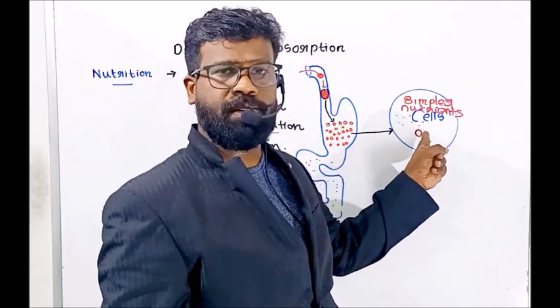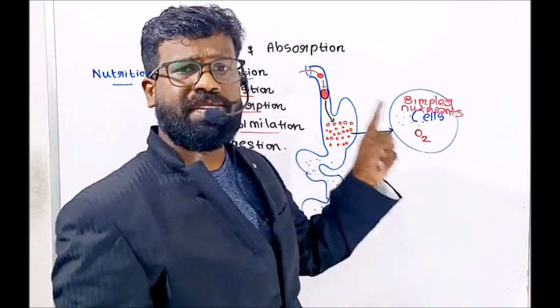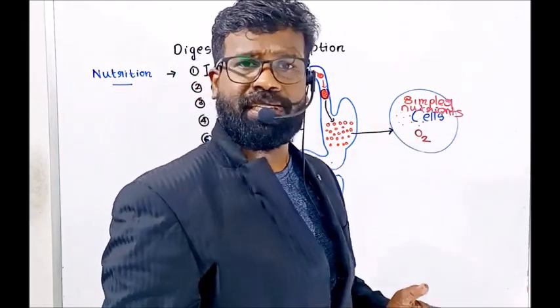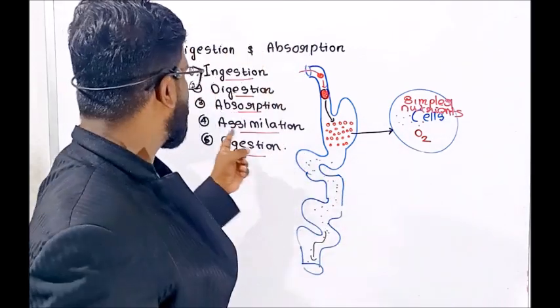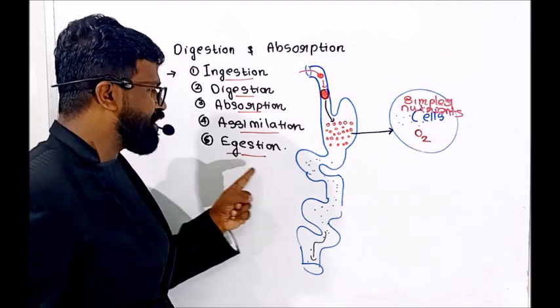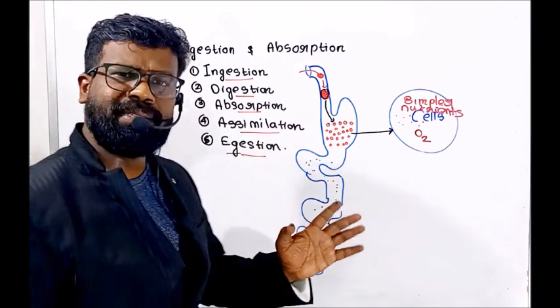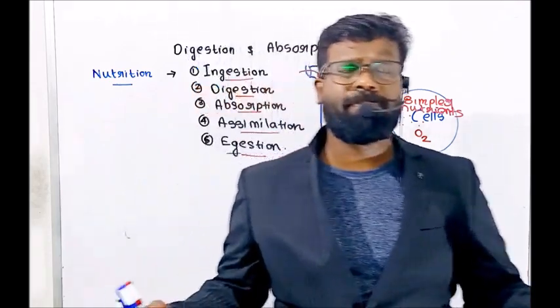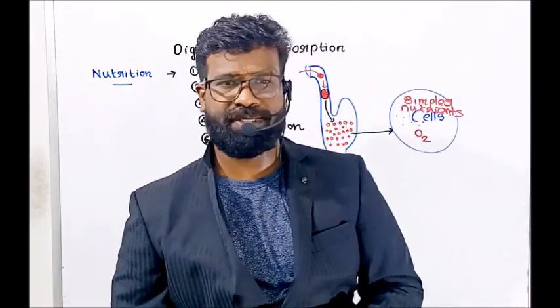Then the fourth one, utilization of simpler nutrients within the cell for the life activity. This utilization is called assimilation. The final step is egestion, removal of undigested waste. This process is egestion. All these processes are collectively called nutrition.